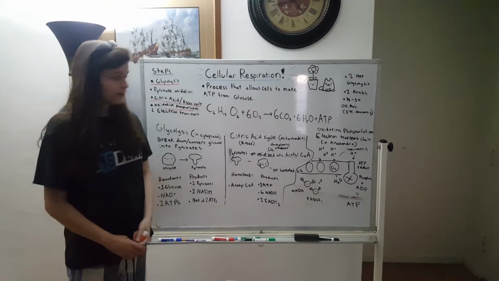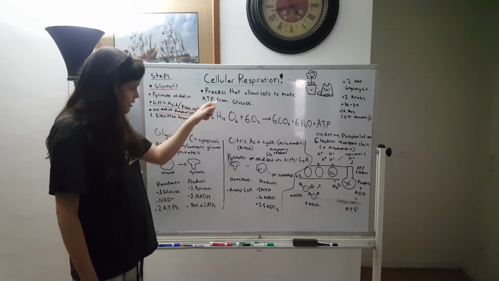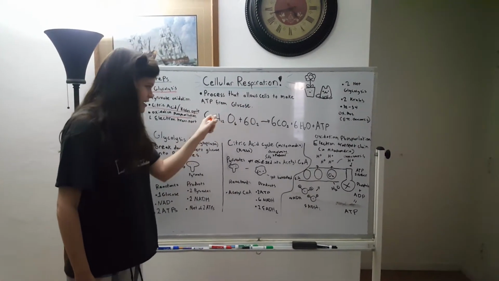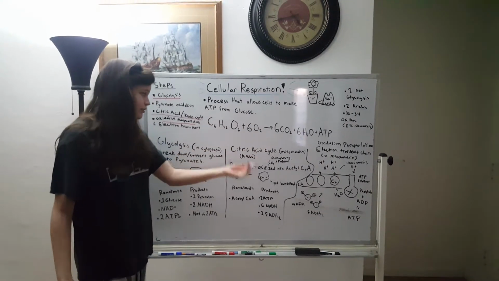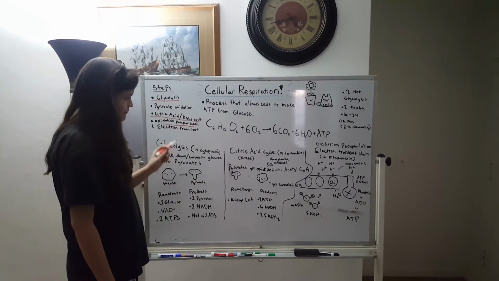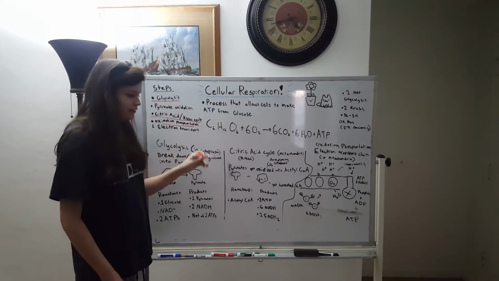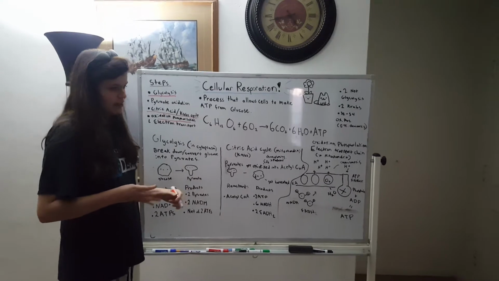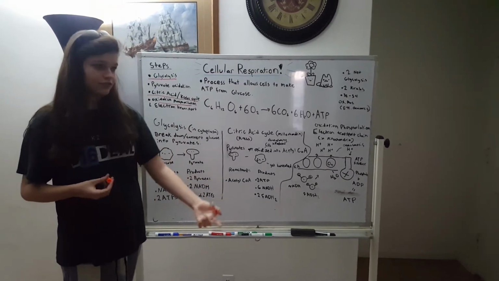Now what is cellular respiration? It's the process that allows cells to make ATP from glucose. What is ATP? Well, you see, it stands for adenosine triphosphate. It holds energy, and when you break the bonds, it releases energy.